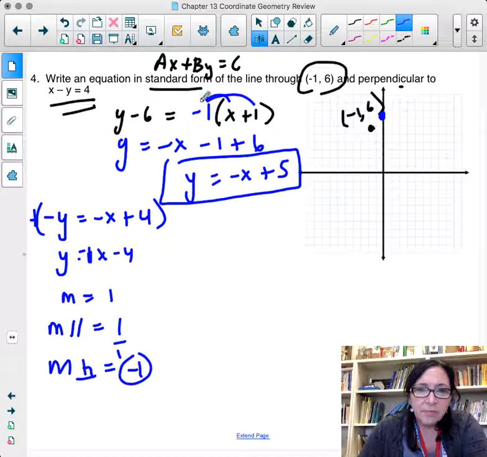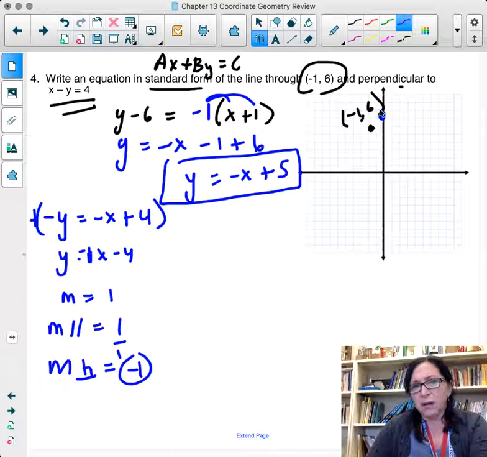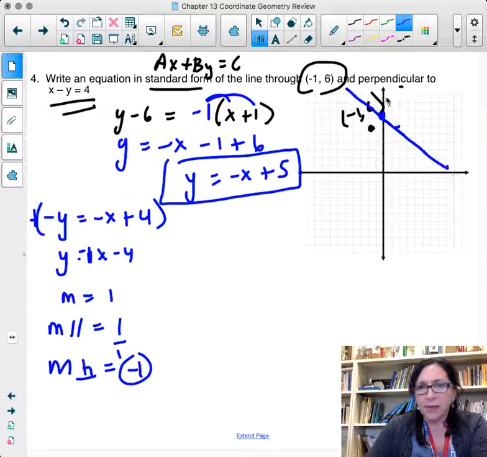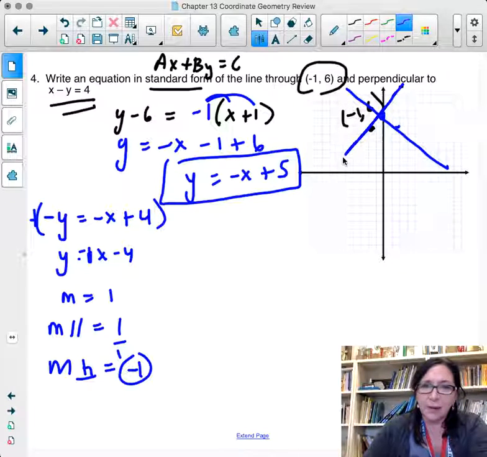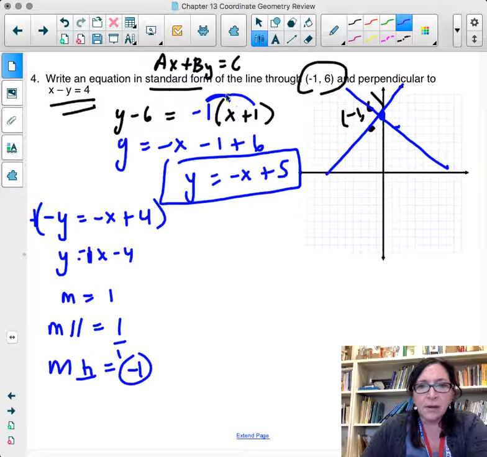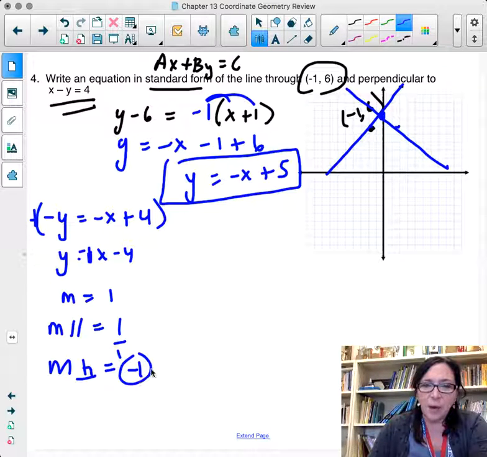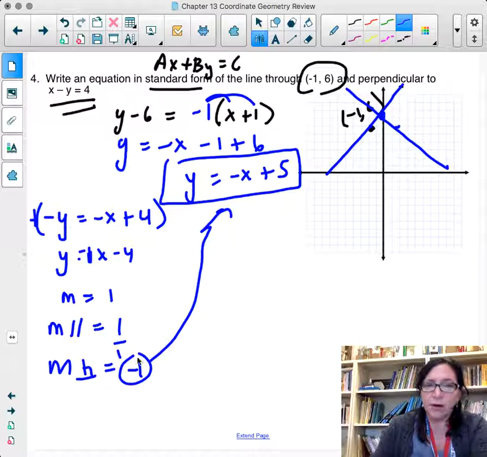Okay, let's see what we got here. Y equals up 5, down 1 over 1, down 1 over 1. So this line actually would go down like this. And then the line that's perpendicular to that does that. Okay, write an equation of the line that goes through negative 1, 6. But I want this line right here. And so that's why I had to take this value right there and take the opposite reciprocal of it. Perfect.